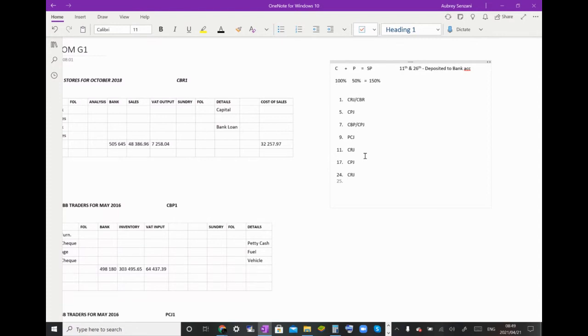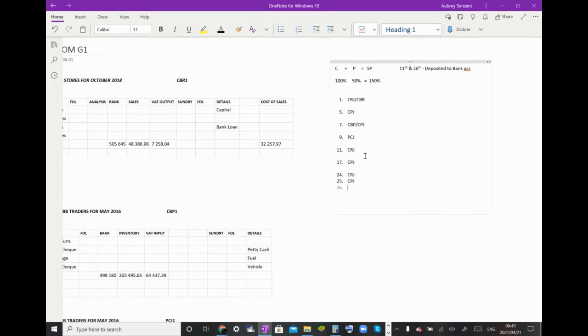Then on the 25th, we purchased a second-hand vehicle to use as a delivery vehicle, paid 145,000 by check number 04. Okay, so this is going to be the cash payments journal.